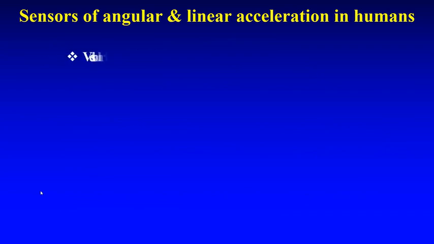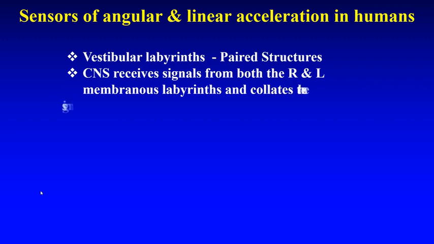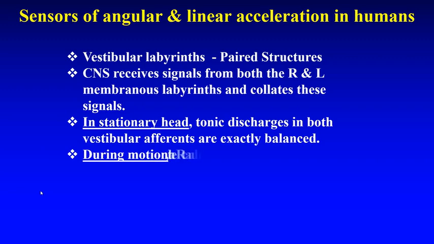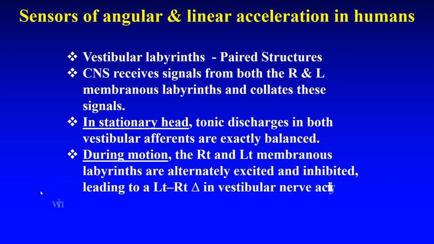So, the vestibular labyrinths are paired structures. The central nervous system receives signals from both right and left membranous labyrinth and collates these signals. In the stationary head, the tonic discharges in both vestibular afferents are exactly balanced. During motion, the right and left membranous labyrinths are alternately excited and inhibited, leading to a left-right difference in the vestibular nerve activity, which is recognized and perceived as motion.